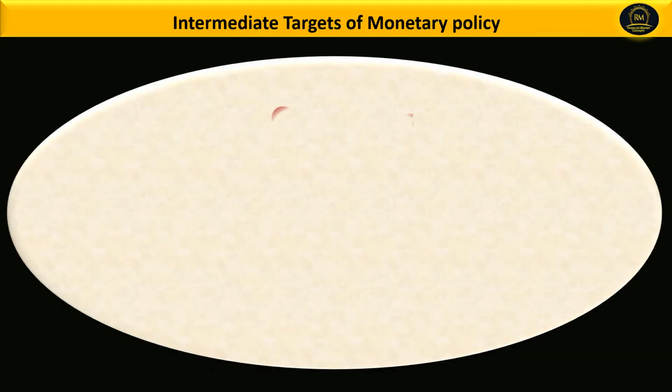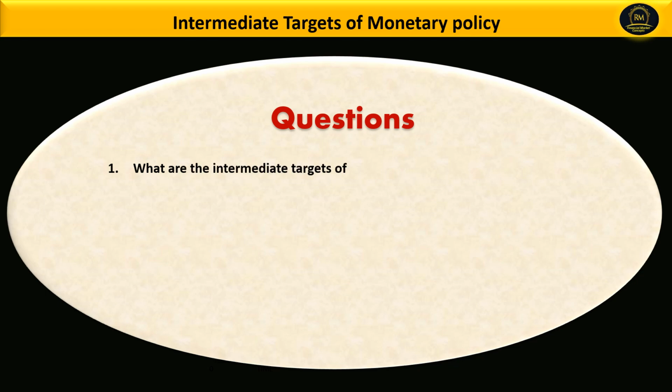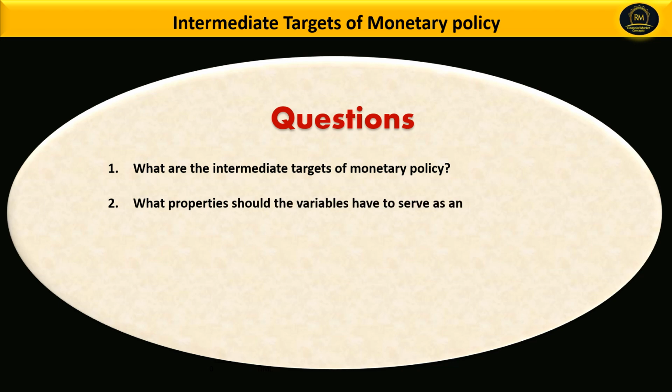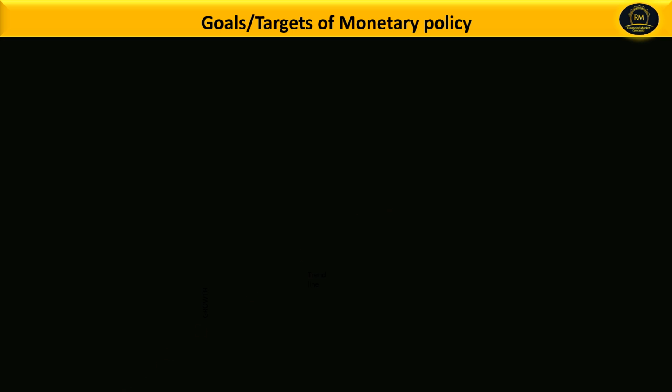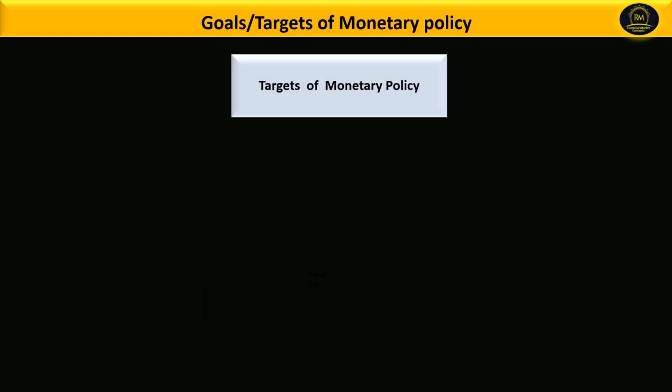Let us see some questions before starting the presentation. What are the intermediate targets of monetary policy? What properties should the variables have to serve as an intermediate target of monetary policy? And differentiate between the money supply target and interest rate target as an intermediate target of monetary policy, and which is better. Now let us first start with the goals or the targets of monetary policy.